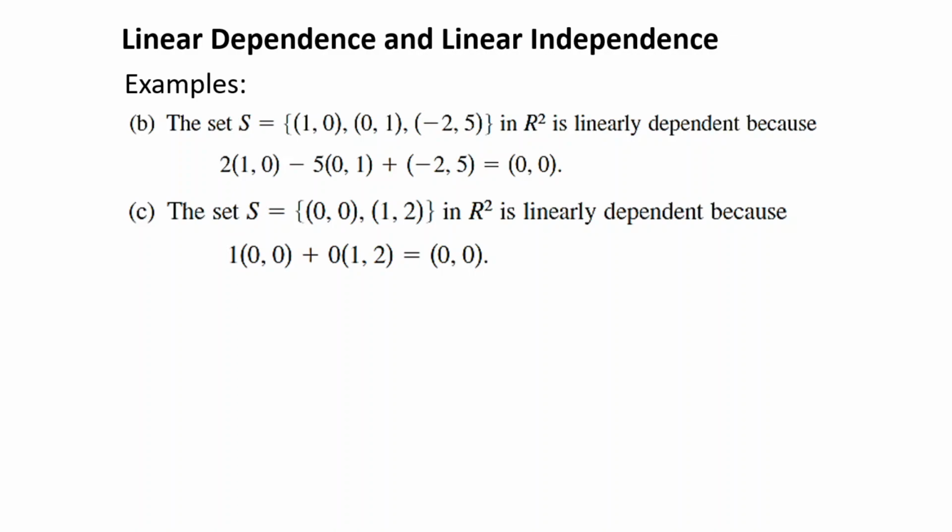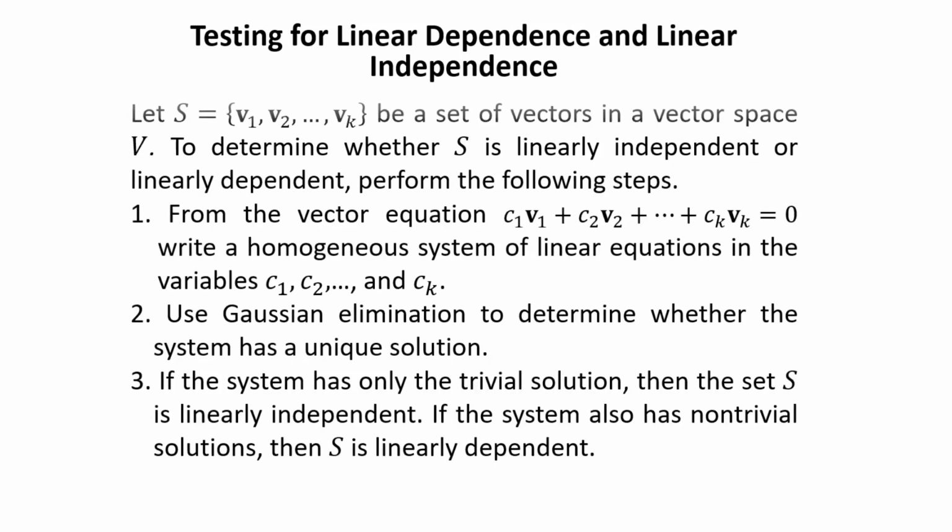Next, we will discuss how to determine whether a set of vectors is linearly dependent or linearly independent. So we have these steps. Let S be a set of vectors in a vector space V. To determine whether the set S is linearly independent or linearly dependent, we perform the following steps. First, from the vector equation, we use the given vectors in the given set.